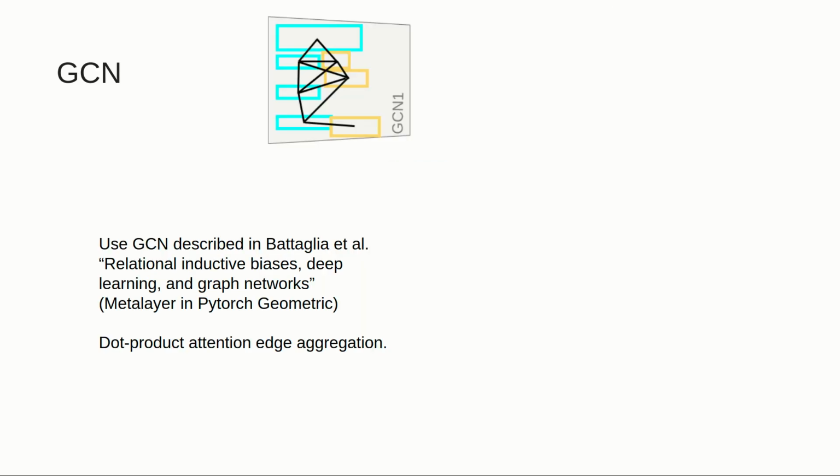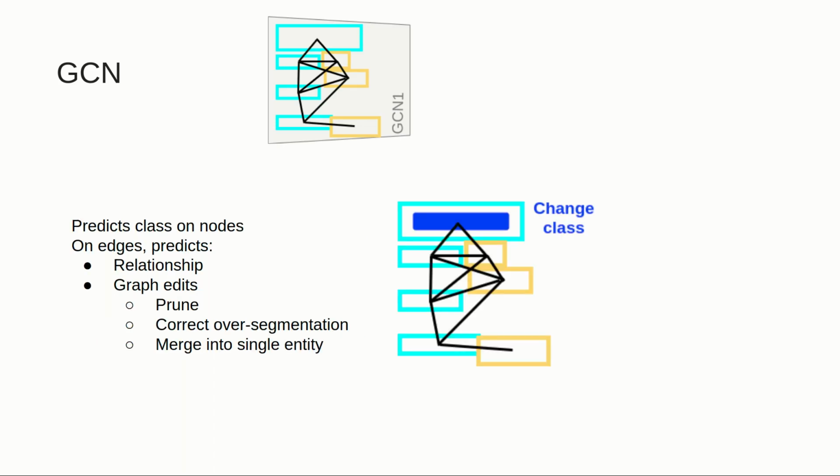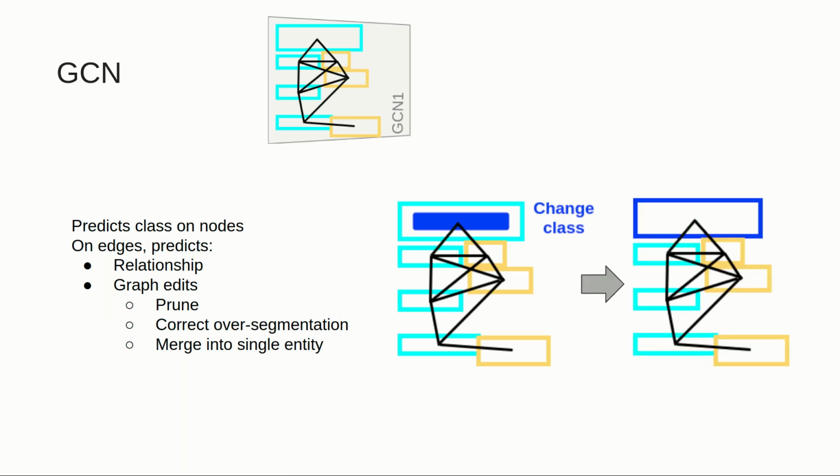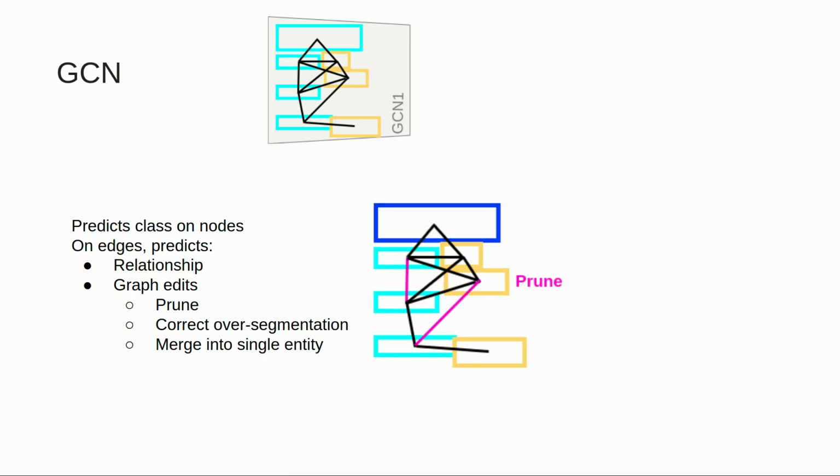We use the general graph convolutional network framework described in Battaglia et al. This alternates between updating node and edge features, and we use residual connections in ours. The node features for our network are updated by aggregating the incoming edges using dot product attention. Everything else is just appending feature vectors and running them through a 2-layer multi-layer perceptron. The graph convolutional network predicts a new class at each node. And for each edge, the graph convolutional network predicts the edits.